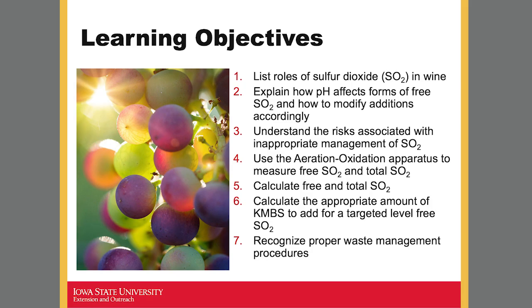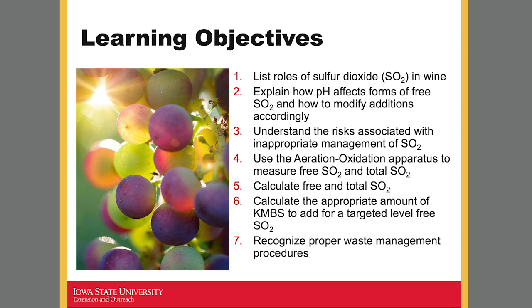Today, you're going to be able to learn about the roles of sulfur dioxide. So why do we use sulfur dioxide in a winery? And at which step during the process do we need to use sulfur dioxide? You will be able to understand and explain how the pH will change and affect the forms of sulfur dioxide, and how to modify the additions that you will need to make following the pH of your wines. Also, you will understand the risks that are associated with an inappropriate or non-rational use of sulfur dioxide.